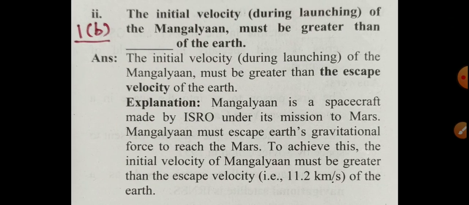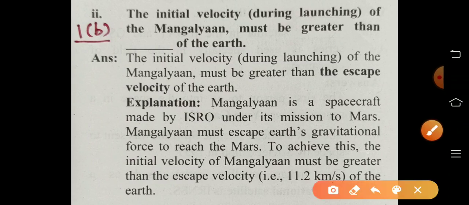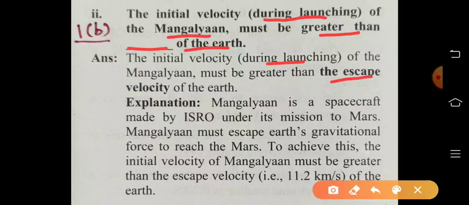Now second. The initial velocity given during launching of the Mangalyaan must be greater than dash of the earth. Now see the answer. The initial velocity during launching of the Mangalyaan must be greater than the escape velocity of the earth. What is the answer? The escape velocity of the earth. Now see the explanation.